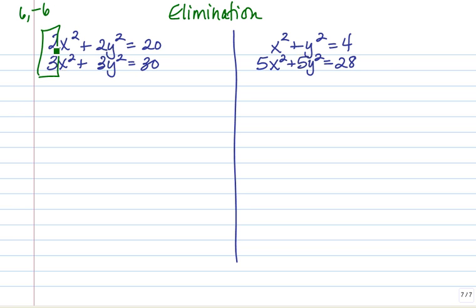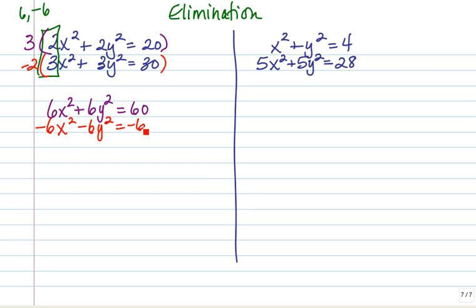So if we make our first equation have a coefficient of positive 6, 6 divided by 2 is 3. So we would need to multiply by 3 to get 6x squared plus 6y squared is equal to 60. To make the second equation have a coefficient of negative 6, divided by 3 is negative 2. So we can multiply that equation by negative 2. So that gives us negative 6x squared minus 6y squared is equal to negative 60. Remember to distribute it through the entire equation.